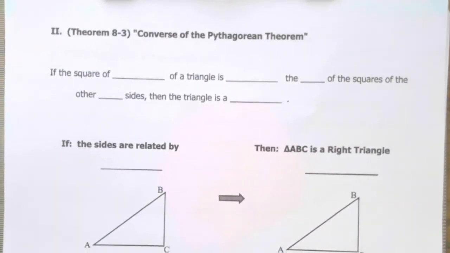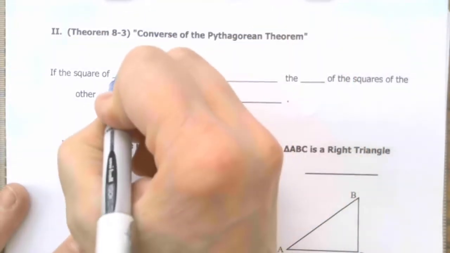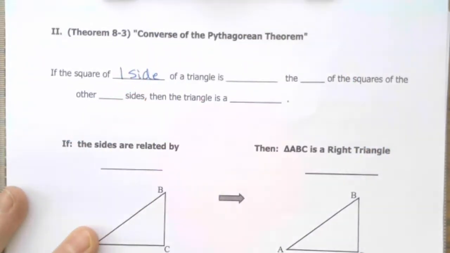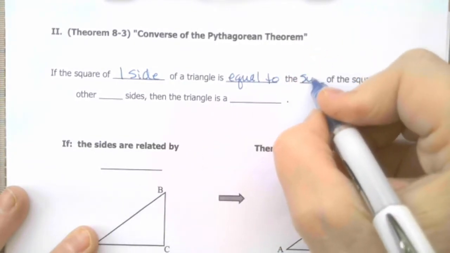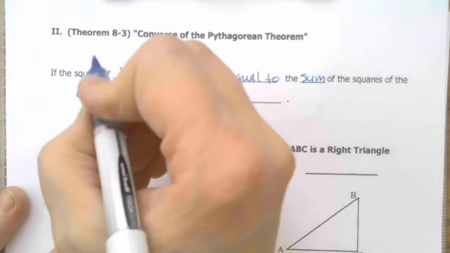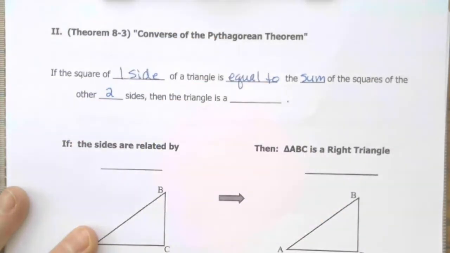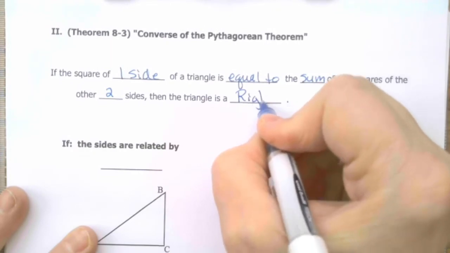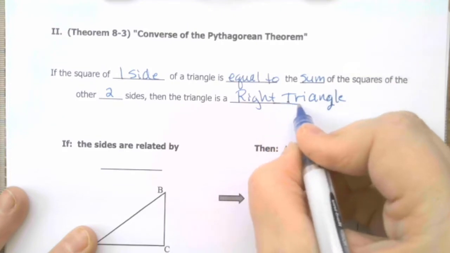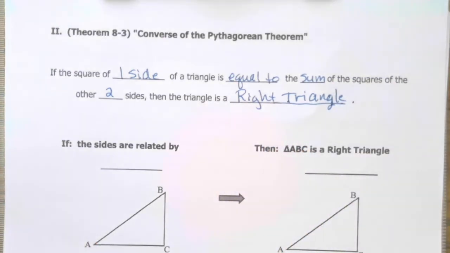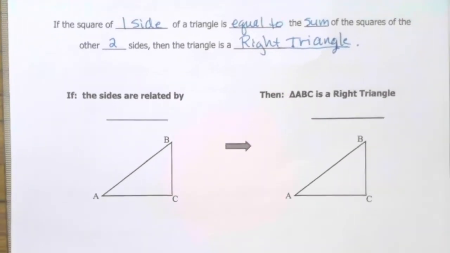All right, the converse of the Pythagorean theorem. Converse is another word for reverse. It says, if the square of one side of a triangle is equal to the sum of the squares of the other two sides, then the triangle is a right triangle. So Pythagorean theorem only works with right triangles. In the converse, you're using Pythagorean theorem to prove it's a right triangle. So it's exactly the reverse process.